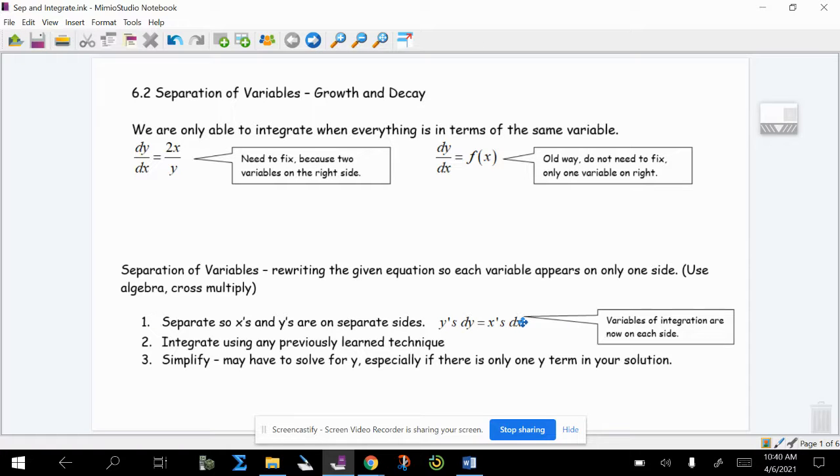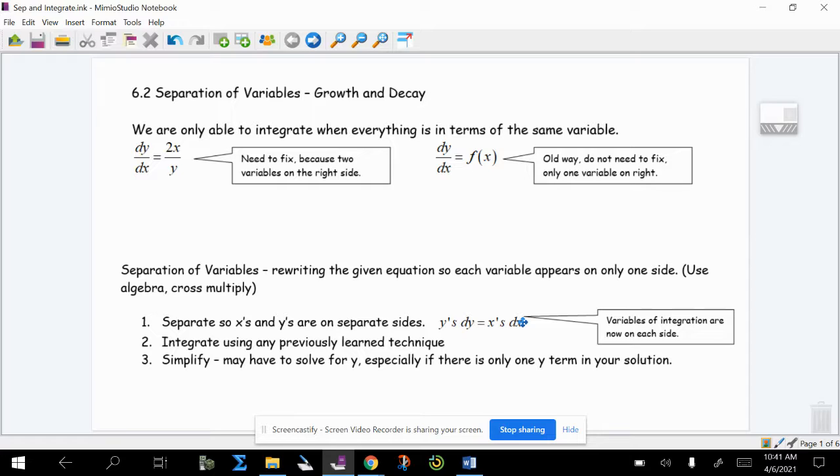So the next section, 6.2, is called separation of variables. It also deals a little bit with growth and decay, but this lesson's focus is really going to be on this idea of variable separation. So we're still talking about differential equations, which means we're still going to be given equations that involve a derivative.